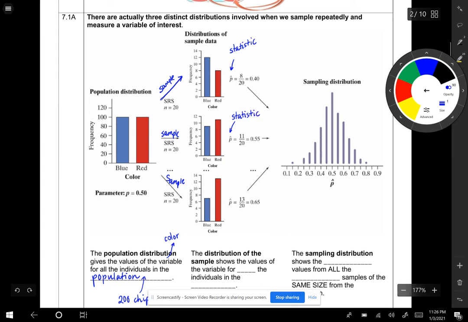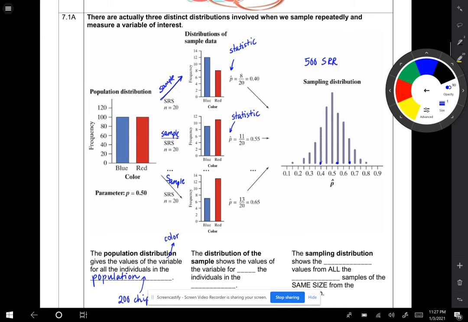Then on the very far right is what is known as a sampling distribution. What it does is it takes all those sample data that we have in the middle of our diagram, and we plot that. So for instance, 0.40 would be right here, 0.55 would be right here, 0.65 would be right here, and this is just 3 of them. This actually is 500 simple random samples. And here is the approximate sampling distribution.